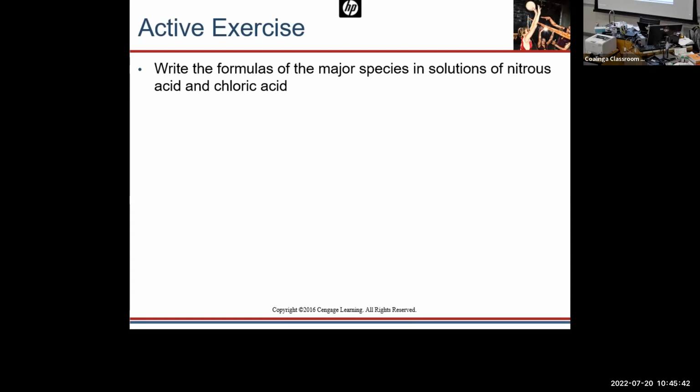Okay, so nitrous acid. What is the chemical formula for nitrous acid? What about chloric acid? H in front of it, because it's an H. HClO3. Okay, so what is going to be the major species for nitrous acid?